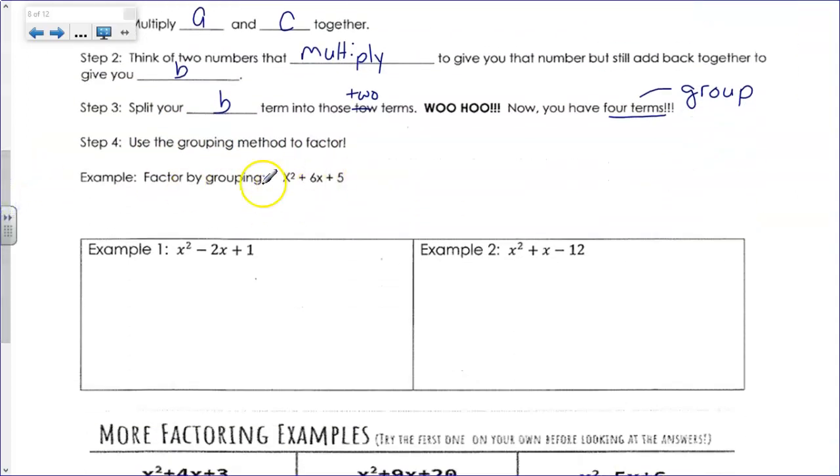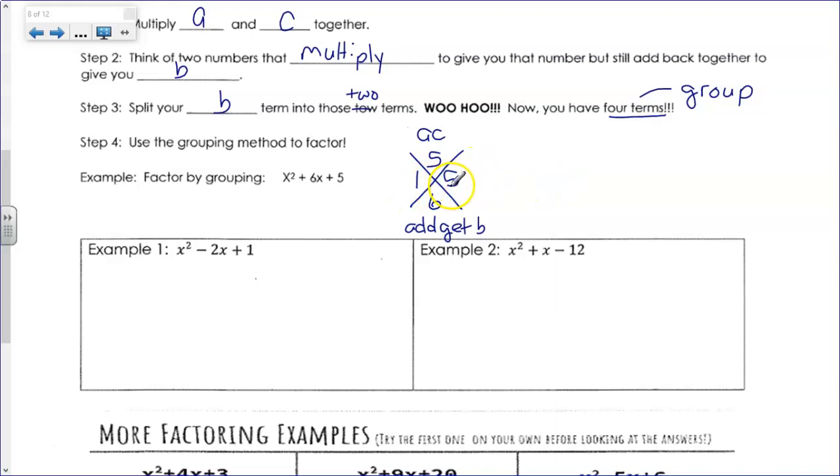So if we're looking at this one, our A is 1 and our C is 5. So we're going to do A times C on the top. 1 times 5 is 5. And then on the bottom, I'm going to try to add to get B. So what numbers will multiply and give me 5, but add to give me 6? 1 and 5.